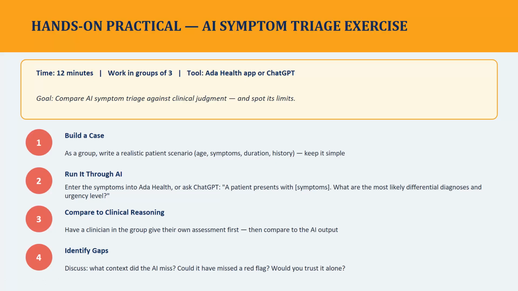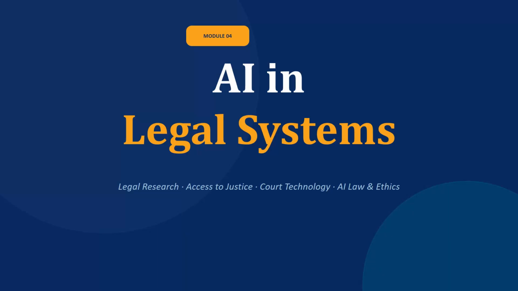So you can compare to clinical reasoning: have a clinician in the group give their own assessments, then compare to the AI output, then identify the gaps. What context did the AI miss? So this one you can test at home, so that in the next session we can look at AI in the legal system.